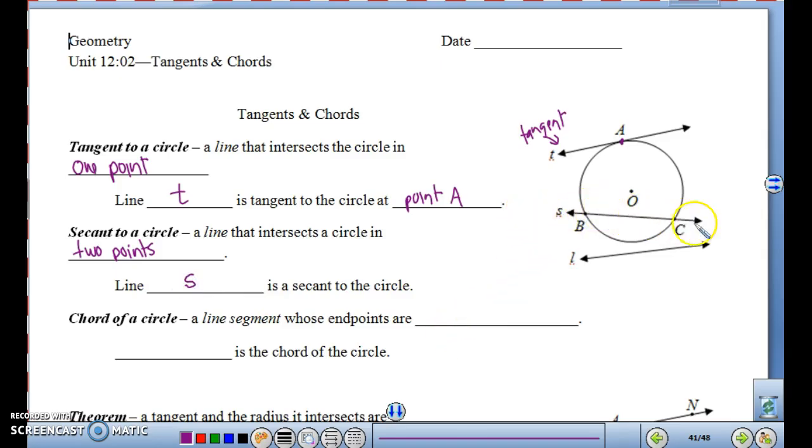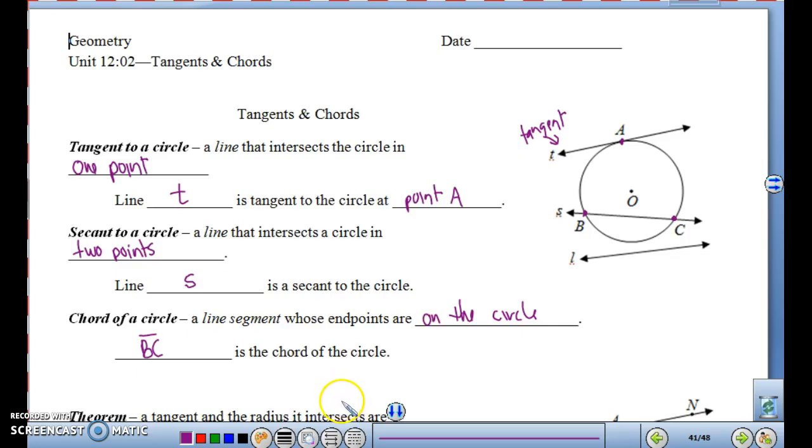Line S is a secant to the circle. It goes through the circle. Notice there's arrows on the end. It keeps going. It intersects it at both points B and C. Okay, now when a secant goes through a circle, it creates what's called a chord. A chord of a circle is a line segment whose endpoints are on the circle. So when the secant line S goes through here, it creates chord BC. So BC, it's a line segment, is the chord of the circle.